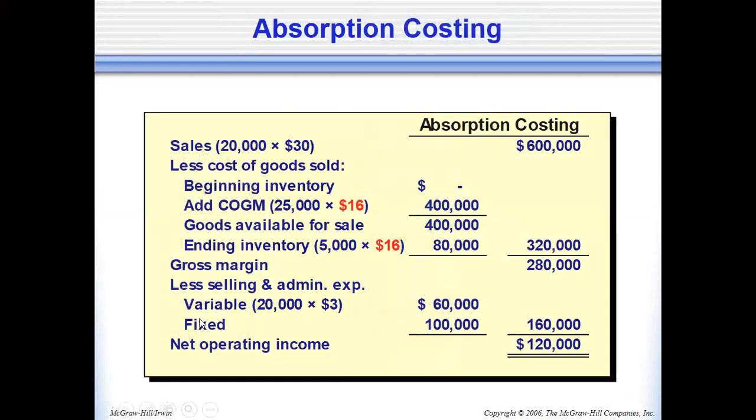Under absorption costing, you know these formulas, I do hope. Sales less cost of sales, in which the cost of sales would be the number of units sold, that is 20,000, multiplied by the production cost per unit, which includes overhead. So that is 16: 10 for the variable and 6 for the manufacturing overhead. So you get gross margin less all selling and administrative expenses, whether variable or fixed. So we get net operating income of 120,000. This is our computation from financial accounting and reporting.